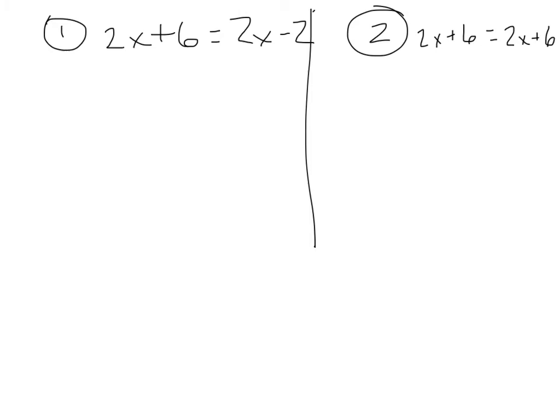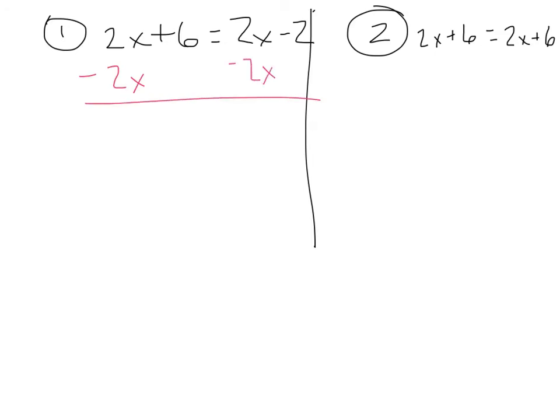So let's look at these two examples. The first one, we have 2x plus 6 equals 2x minus 2. The second example, we have 2x plus 6 equals 2x plus 6. So when I want to solve this, remember the first thing we really want to do is get both of our variables to the same side. So I would subtract the 2x from both sides.